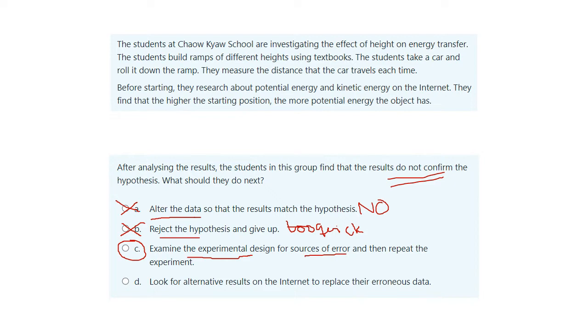D, look for alternative results on the internet to replace the data. Well, this is very similar to answer A. It's about changing the data. It's about changing the numbers. You can't change it. You can't make it up. You cannot replace it with somebody else's data. The experiment that you did is the experiment that you did. The numbers that you got, you have to use. If the numbers that you got do not match what you expected, then you need to try to find a reason why, not just change it or replace it.